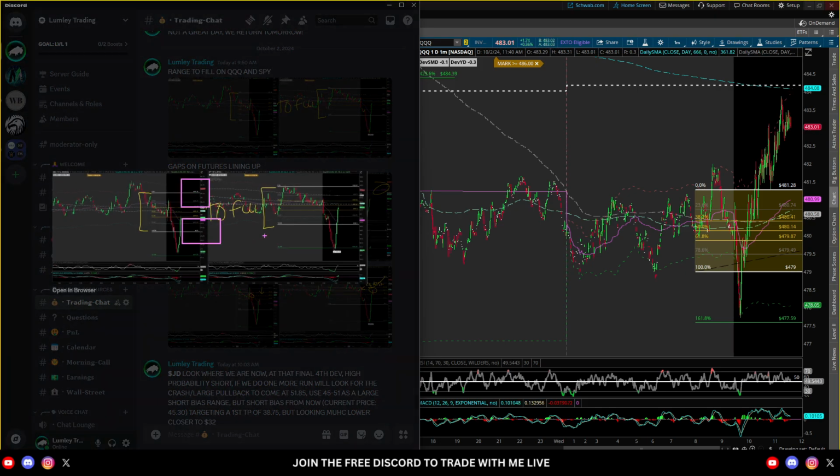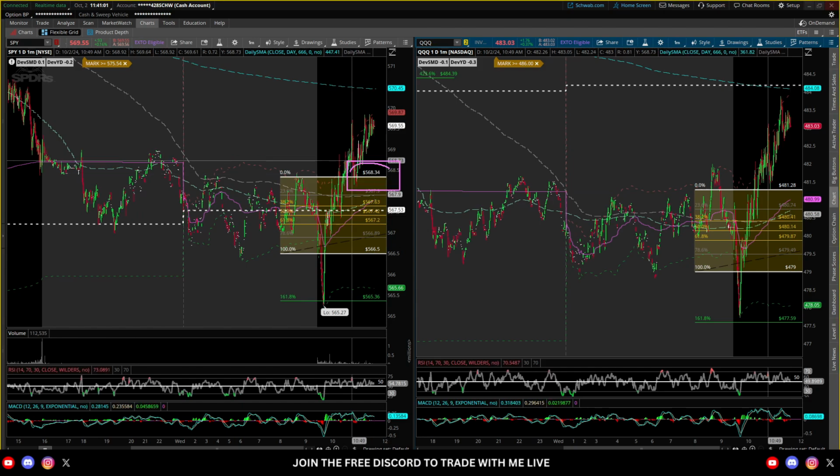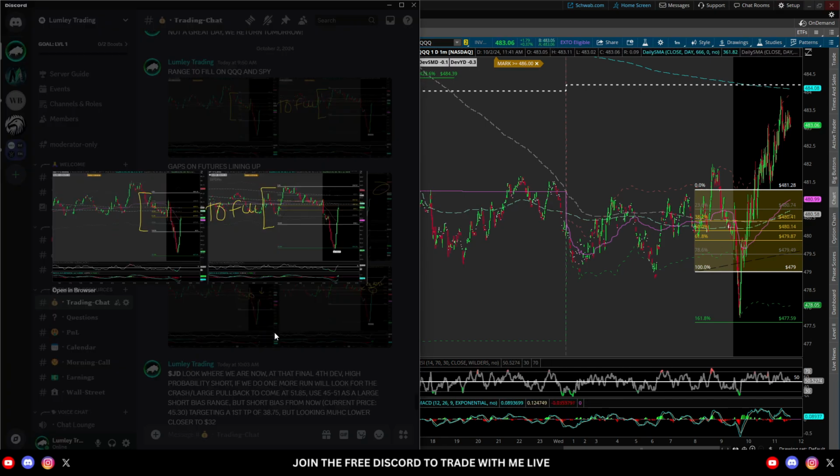What are these ranges? That value to that value, that value to that value. So if you want that on the charts, that was 568.34 to 566.50 on SPY, and 481.28 to 479 over on the QQQs. Again, we expect price to completely fill high to low on this range. So that's what we were looking at.